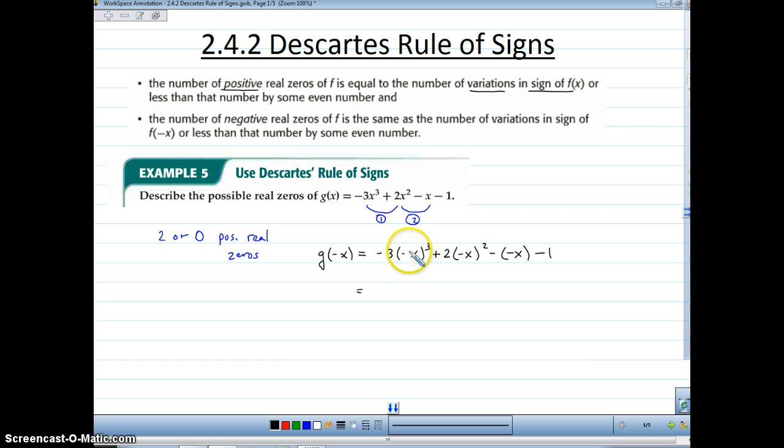Negative x times negative x times negative x is negative x cubed, times negative 3 is going to be positive 3x cubed. Negative x squared, that's positive x squared, so this is positive 2 times x squared. Negative negative x becomes positive x. And then our minus 1. So really quickly we can see that our first 3 terms are all positive, so there's no sign change until we get to our constant. So there is one sign change down here. And so because there's one sign change, that means we have 1 or some number less than that by 2. Well, there's no other numbers less than 1 by 2, so that's it. That means there's exactly one negative real zero.